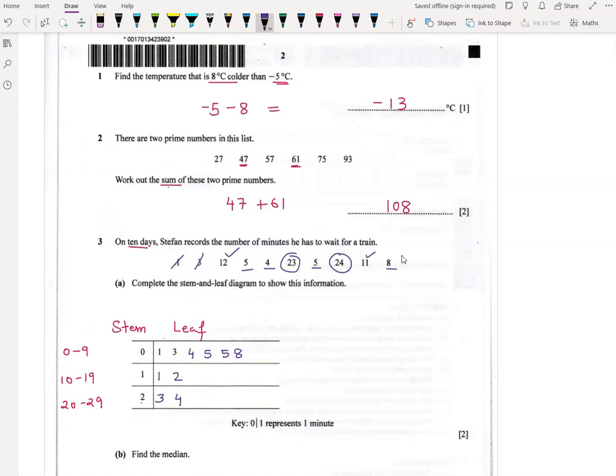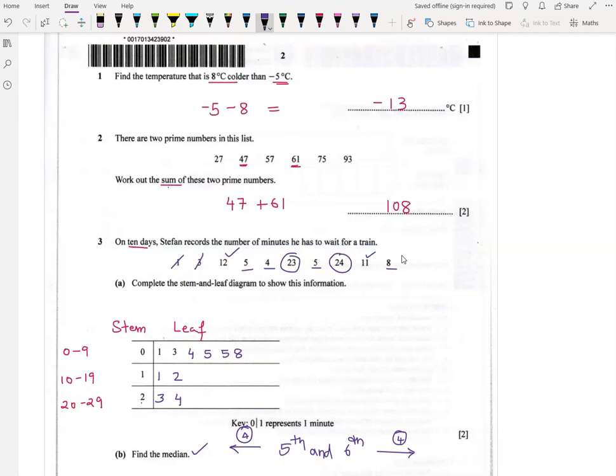Now, the next part of the question is find the median. There are a total of 10 numbers given to us. So the mid values will be two values, which are the fifth and the sixth value. To the right of the sixth value, you have 4 numbers. To the left of the fifth, we have 4 numbers. So we have two mid values here. To find the median, we'll add both and divide by 2.